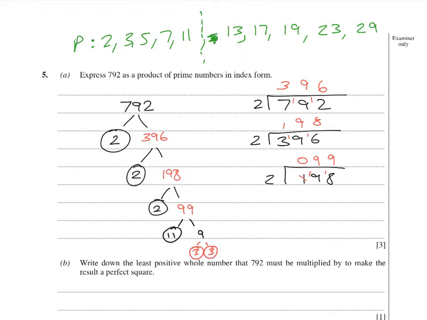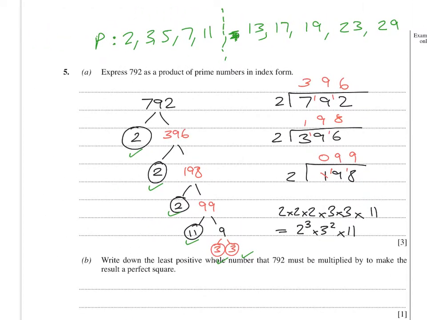Now, a product of prime factors in index form. What I should really be seeing is 2 times 2 times 2. So that's all of these ones counted for. Next smallest is 3, then times another 3, and then just the 11 left. So then times by 11. So that is equal to 2 cubed times 3 squared times 11. Okay? And it is this that will get you the full 3 marks.